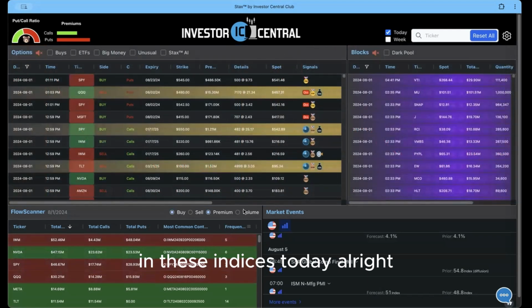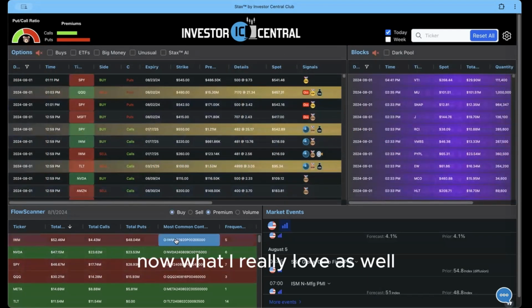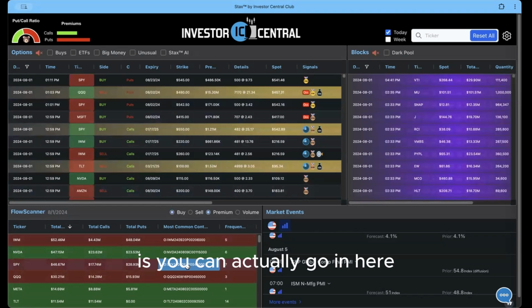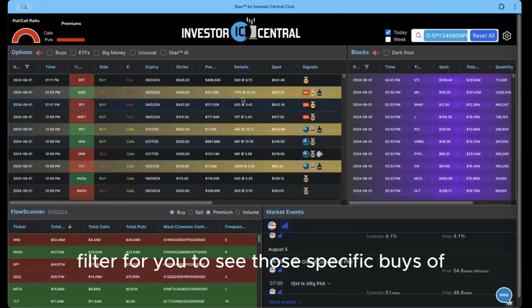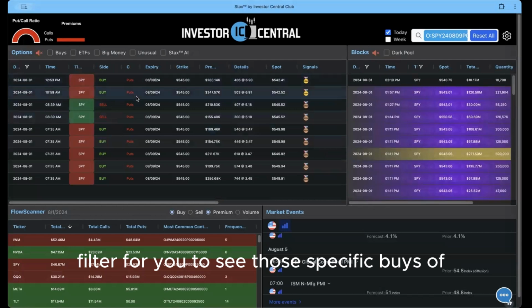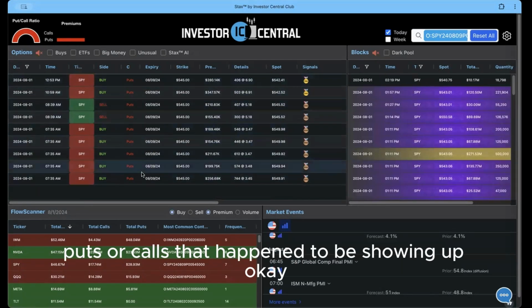And if you go take a look at those charts, we did have some pretty big drops in these indices today. Now, what I really love as well is you can click these and they will very quickly filter for you to see those specific buys of puts or calls that happen to be showing up.